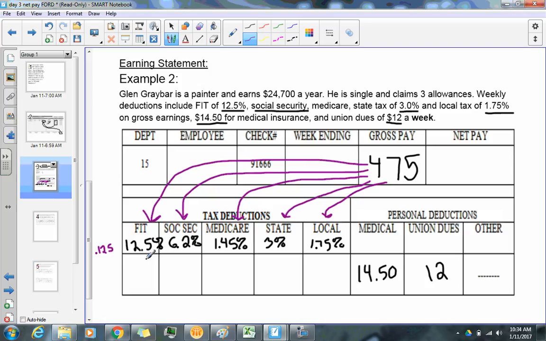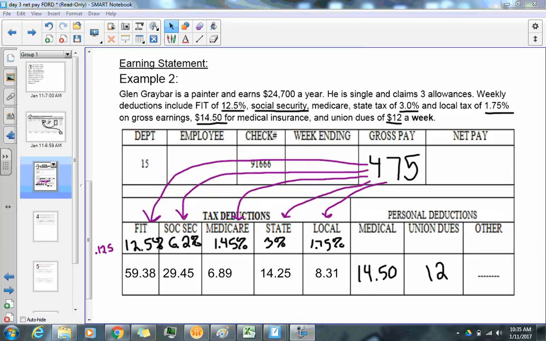Okay, so I'm going to go ahead and pause the video. I'm going to get all this stuff thrown in there. If you want to pause the video and make all the calculations, do so right now. And there you go. There's your calculations. Now we've got to figure out our net pay.